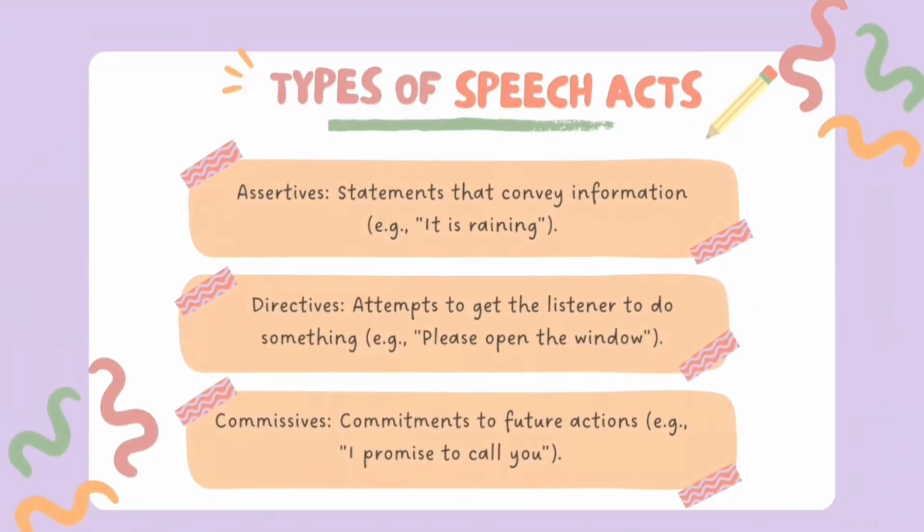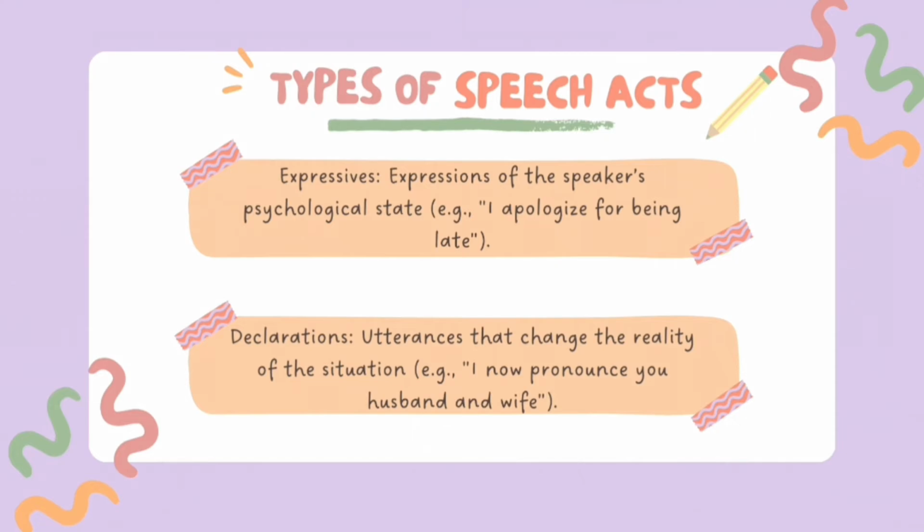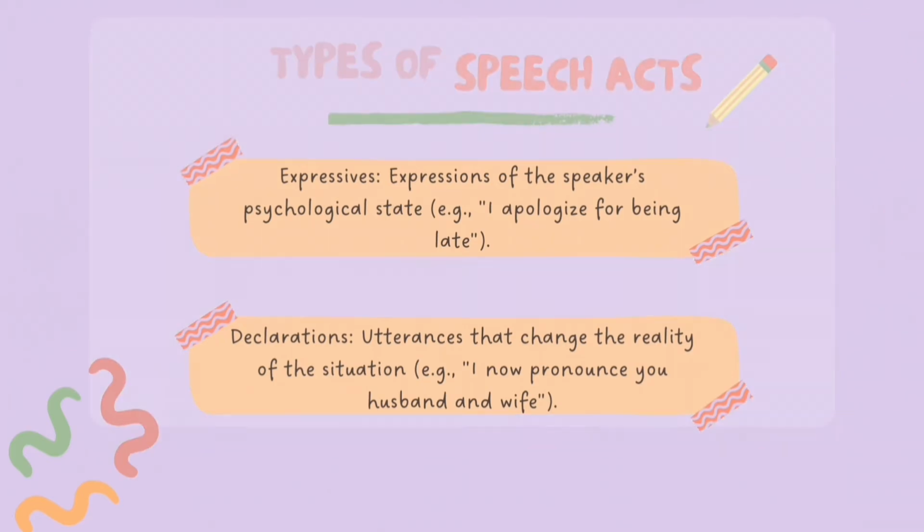Types of speech acts. Assertives: statements that convey information. Example: it is raining. Directives: attempts to get the listener to do something. Example: please open the window. Commissives: commitments to future action. Example: I promise to call you. Expressives: expressions of the speaker's psychological state. Example: I apologize for being late. Declarations: utterances that change the reality of the situation. Example: I now pronounce you husband and wife.